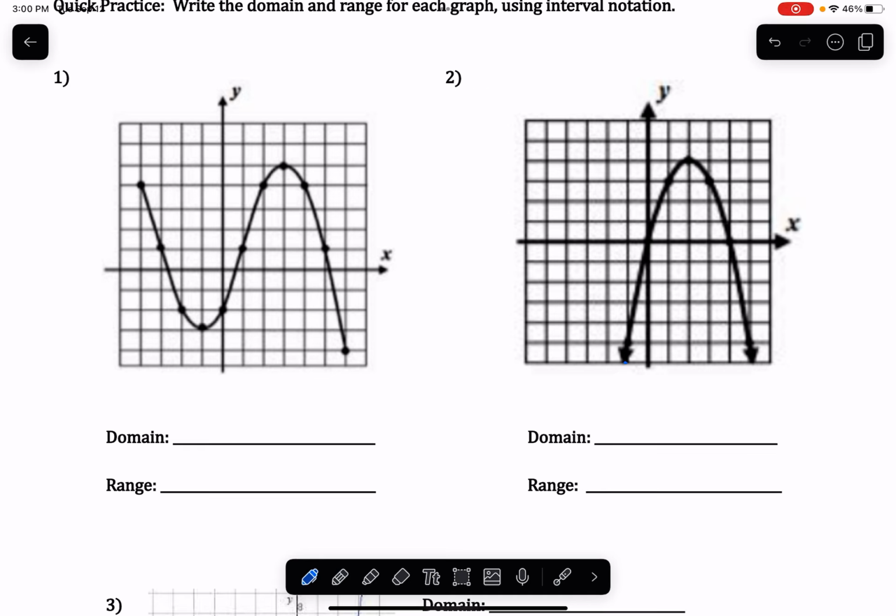For some of them, it's for the domain. For others, it's for the range. For some, it might be both. So I will leave you with that thought.